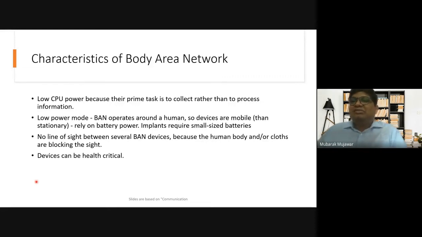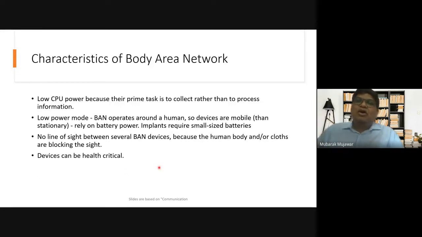Now, the other thing is, unfortunately, there is no line of sight between several body area network devices, because those sensors will be either under the skin, or even if they are on the skin, they might be under our clothes. So there will not be any line of sight. They will be blocking the sight. So there is no line of sight communication between devices and the aggregator.